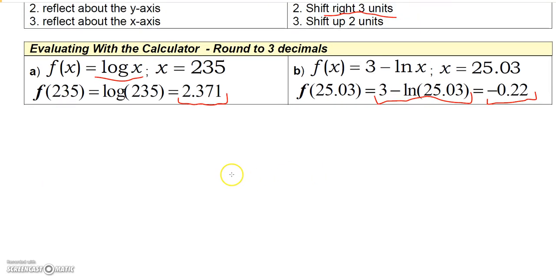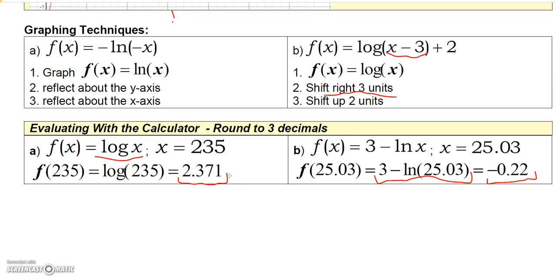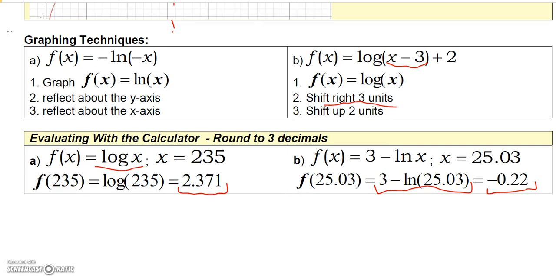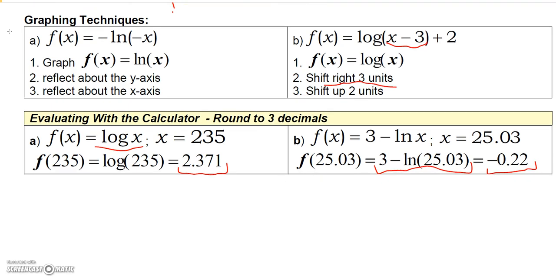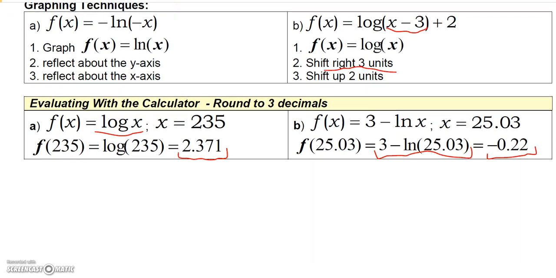So that's the introductory section on logs completed, but we still need to talk about log properties. When I say log properties, I'm not talking about the properties I talked about in this section. I'm talking about operational properties, and you'll see what I'm talking about in the next video.